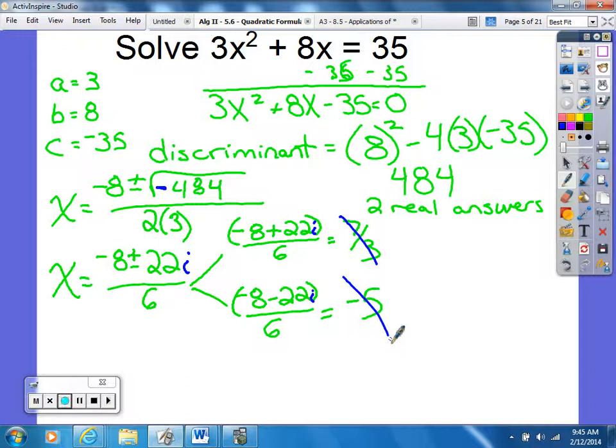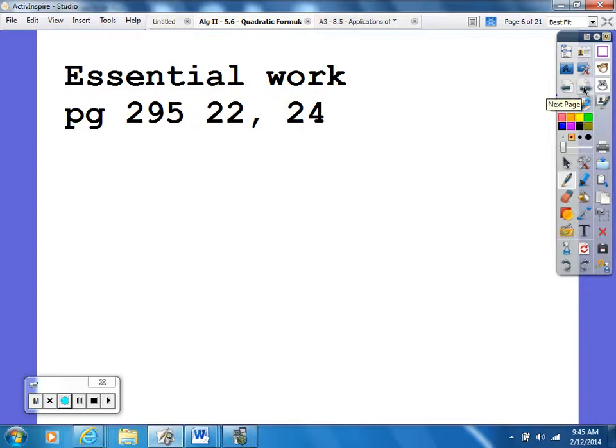But what number goes into negative 8, 22, and 6? 2? I would need to divide them all by 2. So negative 4 plus 11i over 3. And negative 4 minus 11i over 3. So if there's an imaginary, you still get answers that we're going to write. But we get the letter I in there, and there's no calculator part to get me decimals and fractions. That make sense? Alright, let's practice. Go on a clean sheet of paper for essential work. Here is our essential work.